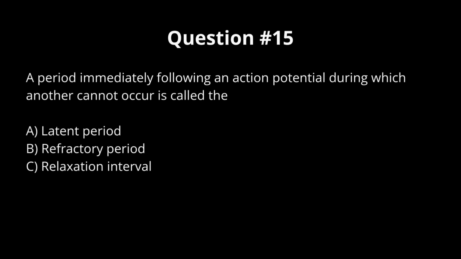Question number 15. A period immediately following an action potential during which another cannot occur is called the A. Latent period, B. Refractory period, C. Relaxation interval. The correct answer is B. A period immediately following an action potential during which another cannot occur is called the refractory period. This is a brief time during which sodium channels reset and the fiber cannot be re-excited.